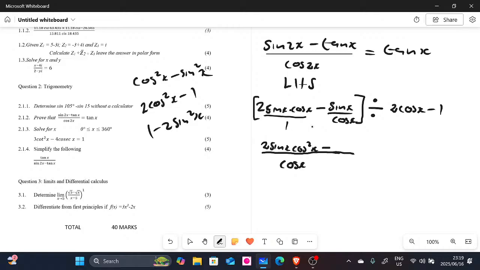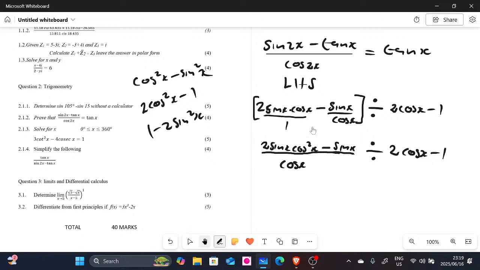This time around, this cos here, in fact, divided by our cos there, is going to give us 1. That 1 we multiply with our numerator, which is negative sine. So our answer here is going to be sine x, divided by 2 cos x minus 1. Do you guys see? Let's continue.